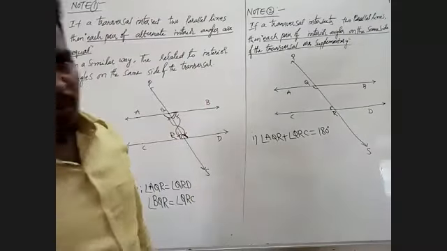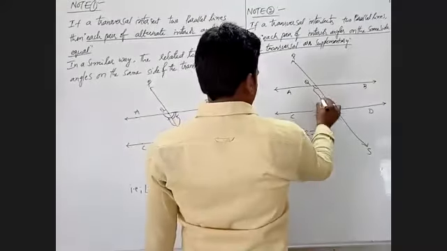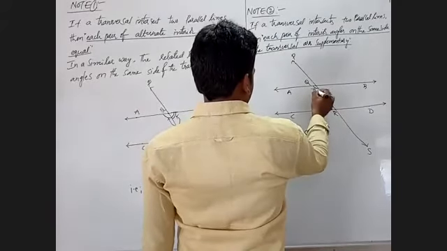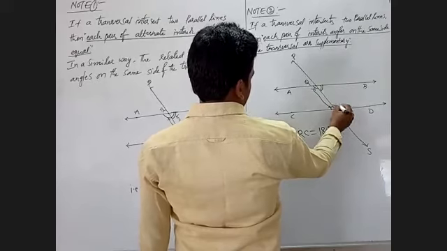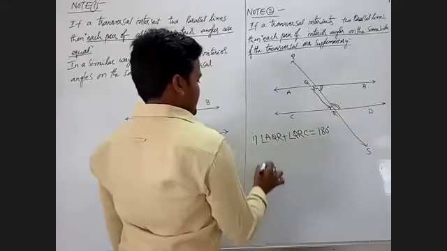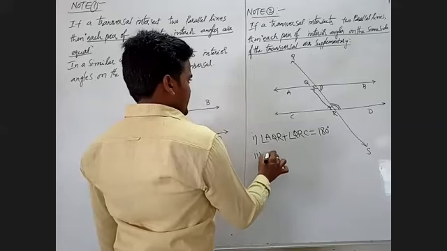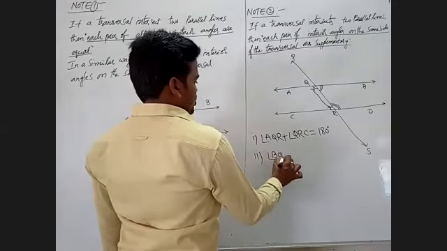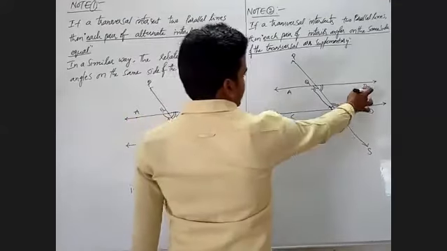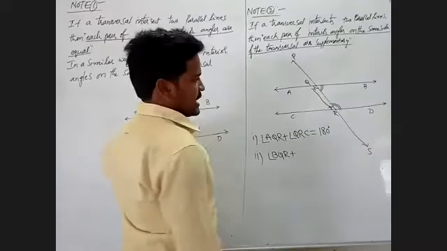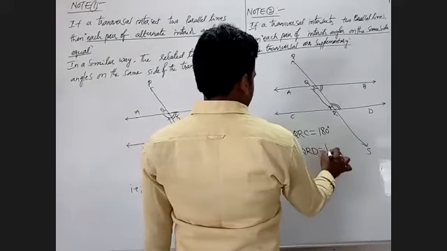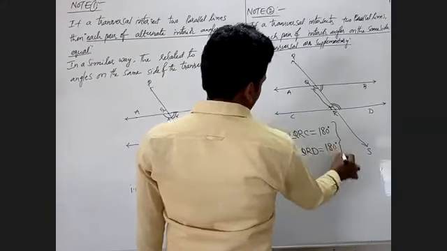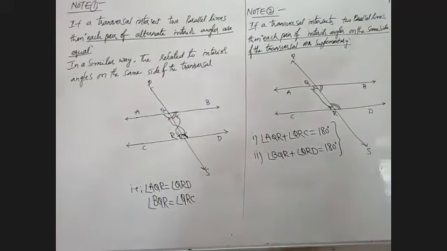After this, we will take one more thing in this one. This is one pair. Another pair of interior angles also we will take. That is, angle BQR plus angle QRD is equal to 180 degrees. These are also both interior angles.